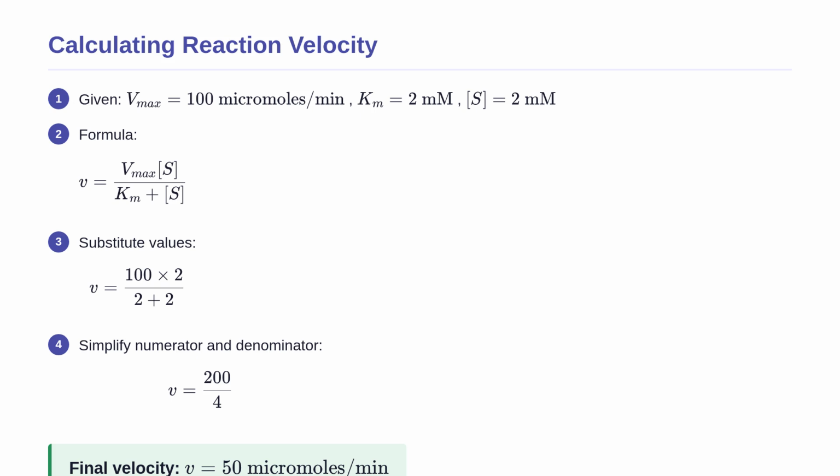We chose the Michaelis-Menten equation because it directly connects these known variables. We substitute 100 for Vmax, 2 for the substrate concentration, and 2 for Km. The numerator becomes 200 and the denominator becomes 4. Dividing these gives us a final velocity of 50 micromoles per minute. Physically, this means the enzyme is operating at exactly half of its maximum capacity.